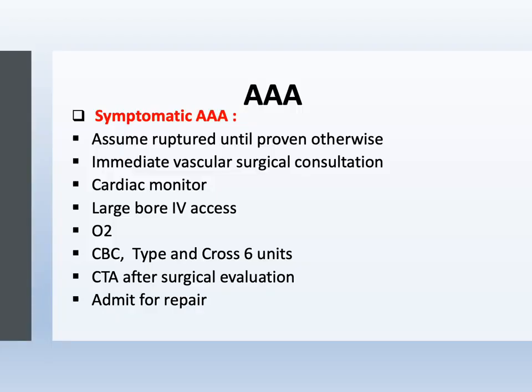What about symptomatic AAA? As I said previously, any symptomatic AAA should be considered as a ruptured AAA until proven otherwise. So immediate vascular surgical consultation is required. You need cardiac monitor, large bore IV access, O2, CBC, type and cross 6 pints of blood, CT angio after surgical evaluation, and admit the patient for repair.